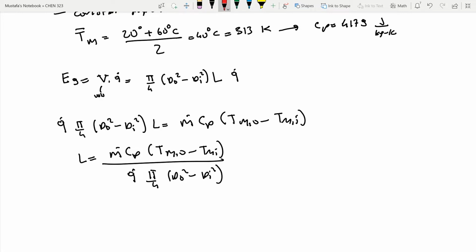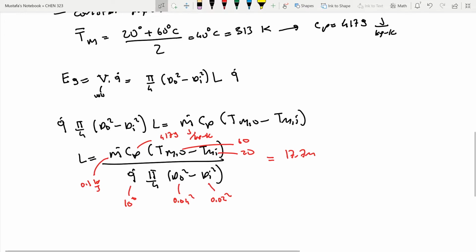So I know the mass flow rate, this is 0.1 kilogram per second. Cp is given, 4179 joule per kilogram per Kelvin. Inlet and outlet temperatures are given, 60, 20. Q dot is 10 to the 6. The outer is 0.04 square. The inner is 0.02 square. So we will get 17.7 meters. So this is the length required to achieve this.